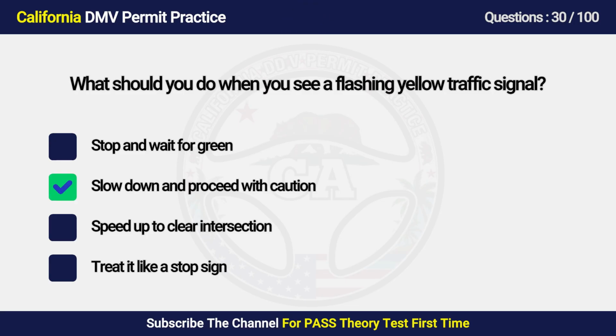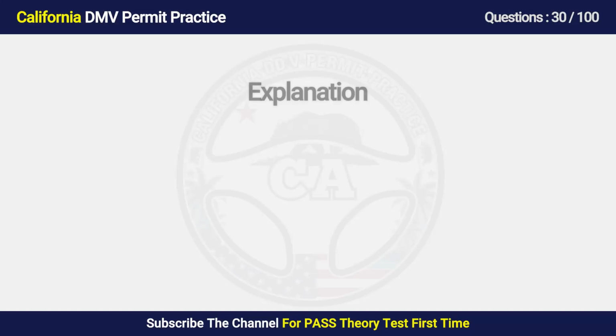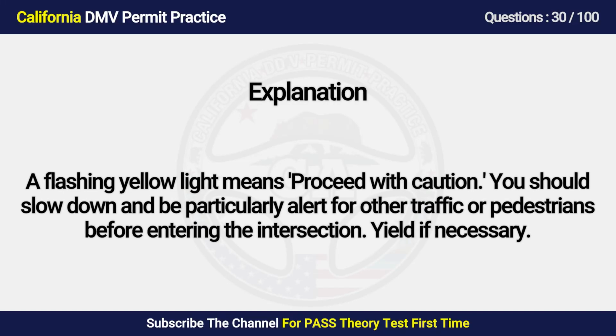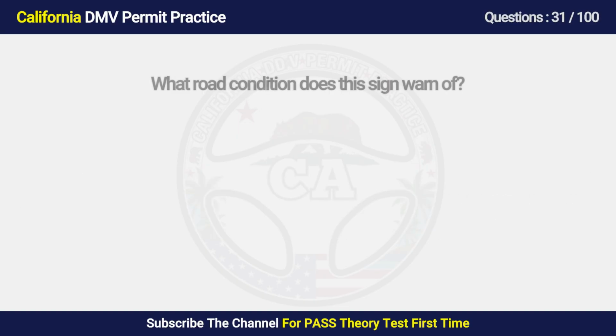Answer is B. Slow down and proceed with caution. A flashing yellow light means proceed with caution. You should slow down and be particularly alert for other traffic or pedestrians before entering the intersection. Yield if necessary.